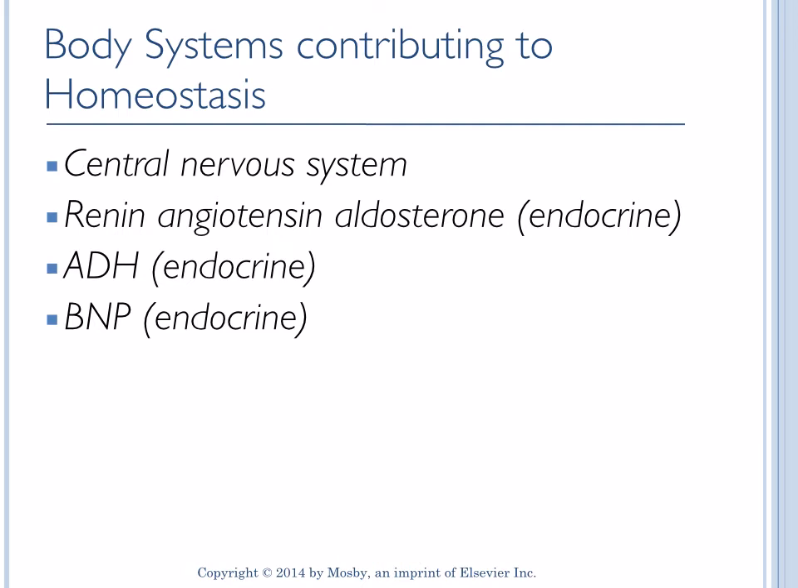ACE inhibitors stop the conversion of angiotensin 1 to angiotensin 2, thereby decreasing the blood pressure or the afterload. Also, lesser amounts of circulating angiotensin 2 decrease aldosterone levels, resulting in less retention of sodium and water. So that's how your ACE inhibitors work in regard to blood pressure. So this is what you need to know about the body systems contributing towards the circulation of blood.